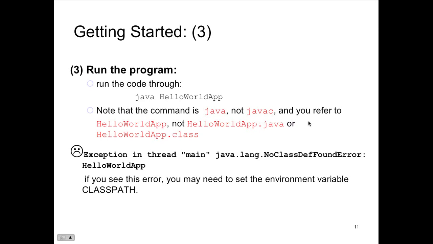Then you have to actually put in the name without the .class extension, which is kind of weird. When you compile, you have to put the .java in there, but when you run it, you don't use the dot. If you put the .class in there, it gives you an error message, which is kind of weird. If you get this exception in thread main, no class definition found error, that means your classpath isn't set correctly.